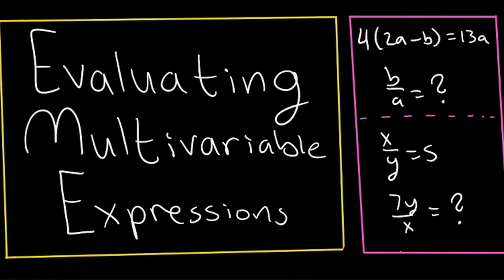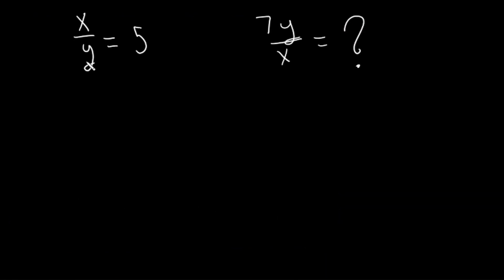Evaluating multivariable expressions. x divided by y is equal to 5. What is 7y divided by x? Here we have two variables instead of just one, so we can't just solve for values and then plug them in. We need to do some algebraic manipulation to solve this.